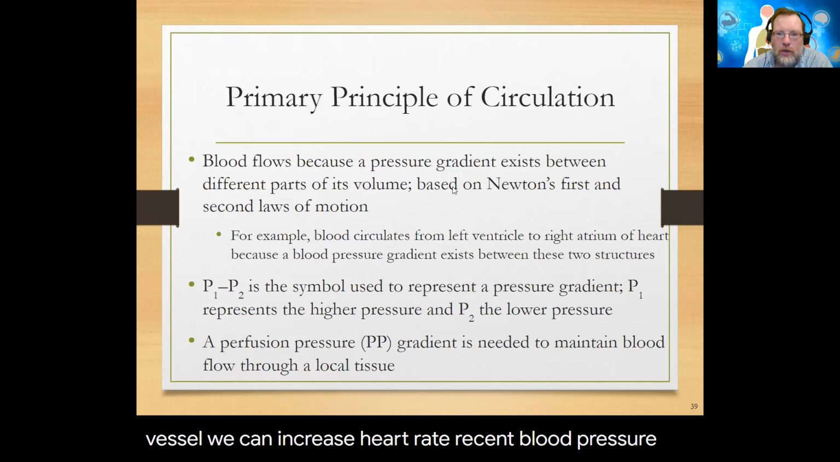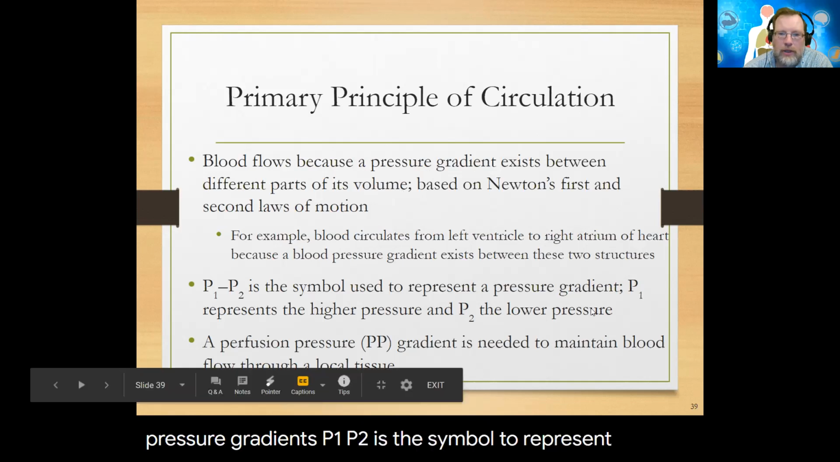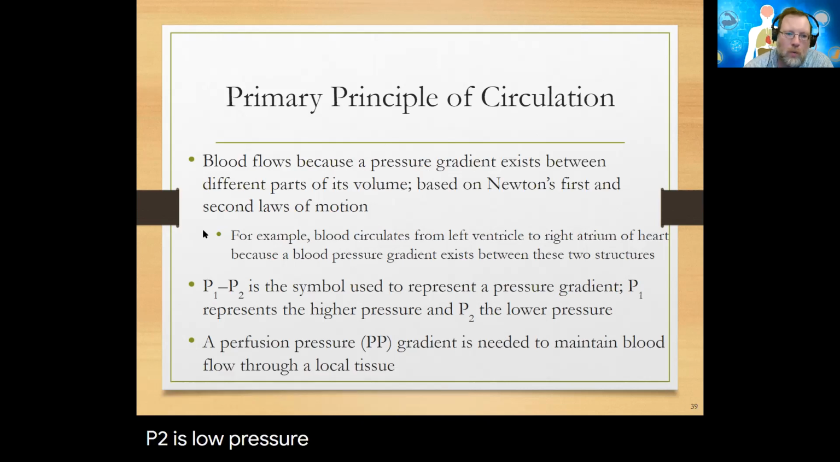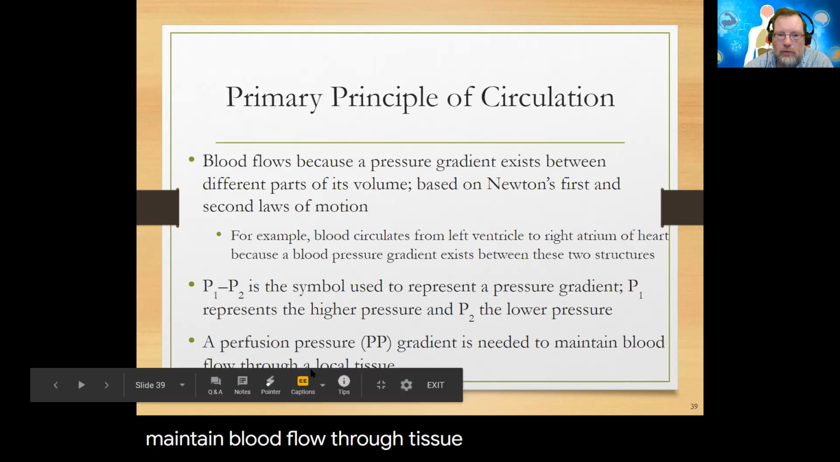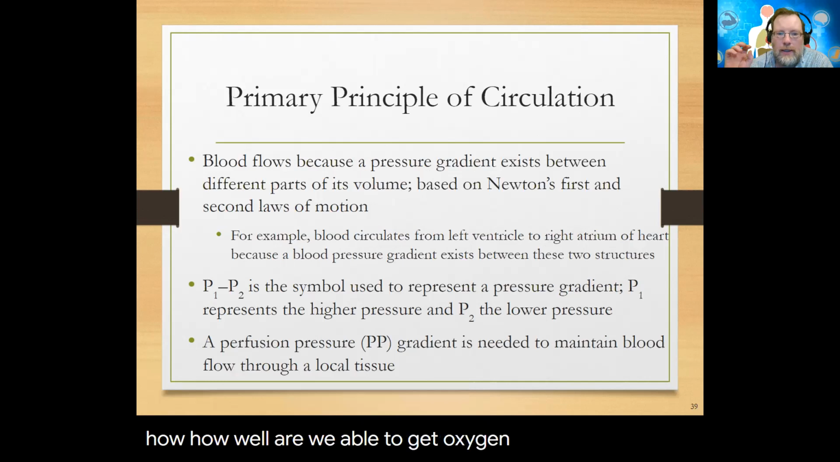Okay, pressure gradients. P1, P2 is the symbol to represent pressure gradient. P1 is high pressure, P2 is low pressure, so 120 over 80, for instance. PP, the perfusion pressure gradient, is what's needed to maintain blood flow through tissue. So perfusion pressure: how well are we able to get oxygen and carbon dioxide in and out?